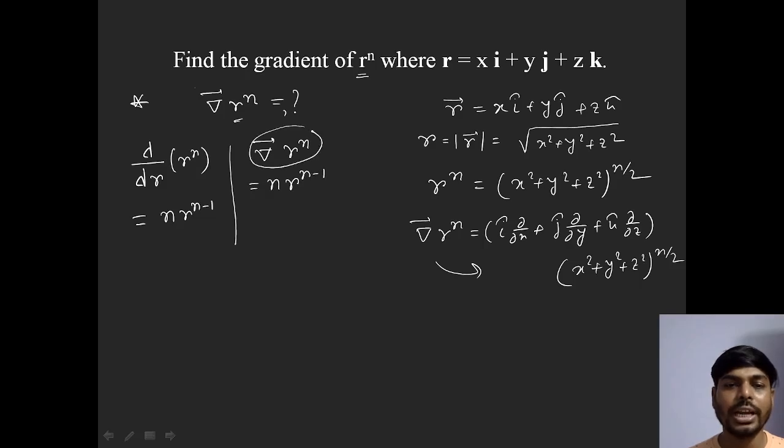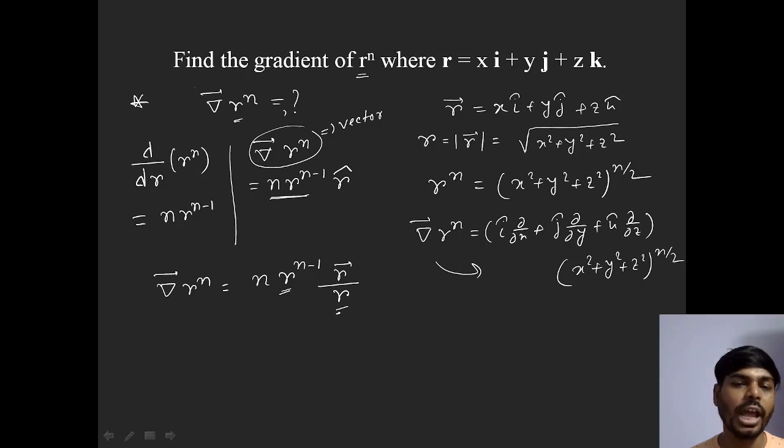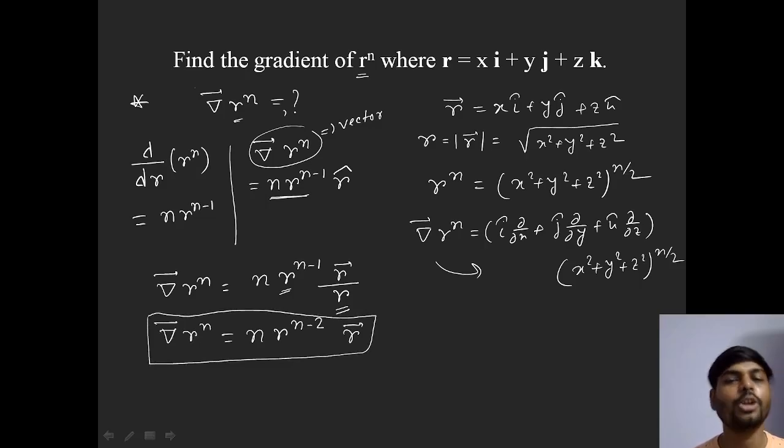But as you all know, gradient is a vector, and up to that there is no vector sense, so we have to multiply by r cap. If you simplify this, gradient of r to the power n becomes n r to the power n minus 1, and in place of r cap we can write r vector by r. Then r to the power n minus 1 and 1 by r together form n r to the power n minus 2 r vector. So this is the working formula for gradient of r to the power n.